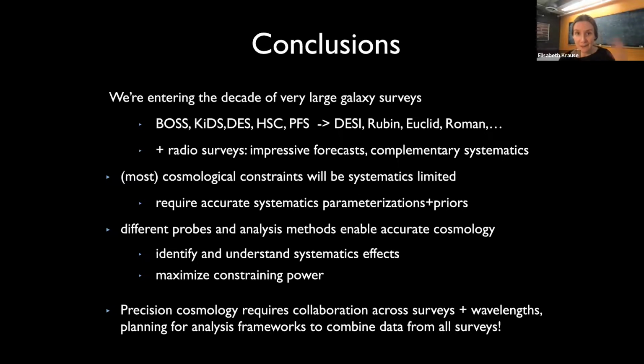As I've shown, the different probes and analysis methods enable accurate cosmology by first helping us identify and understand systematic effects, and then after that is done, allowing us to maximize constraining power. Importantly though, this plan requires collaboration across different surveys and wavelengths, and for different collaborations to collaborate on analysis frames early on. Thank you.